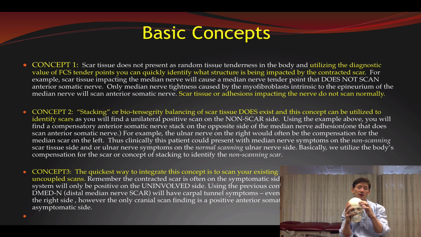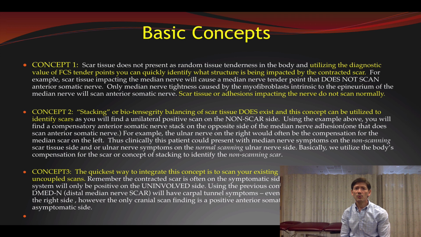Okay? Now you say, okay, well, what is the tissue? Well, the diagnostic tender point helps us with the scar. So if I went down to my wrist and I checked, I could find my distal median nerve point, which is present on the non-scanning side, and I may have a distal ulnar on the scanning side. So this scanning ulnar point is helping me identify the median nerve.